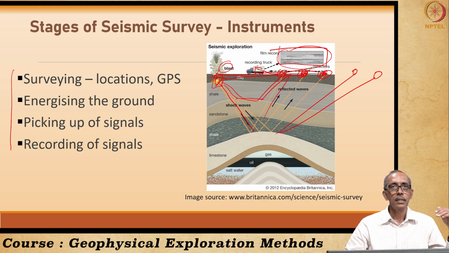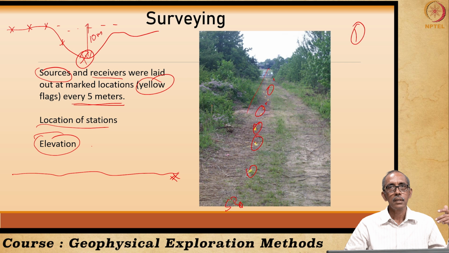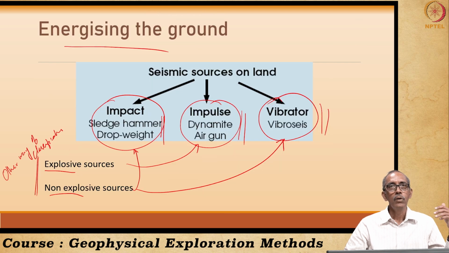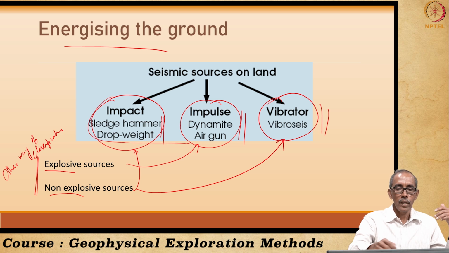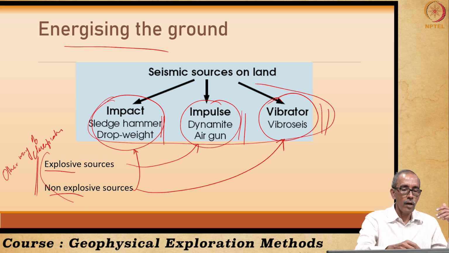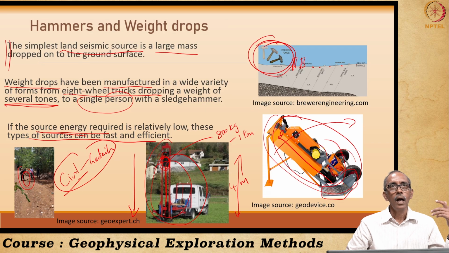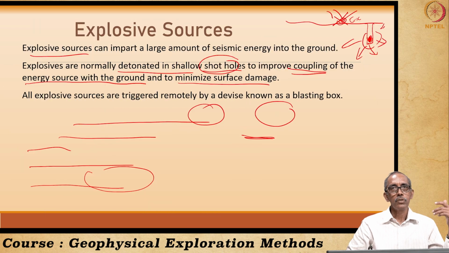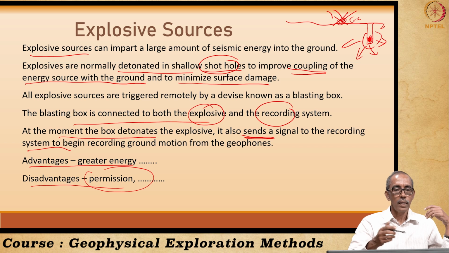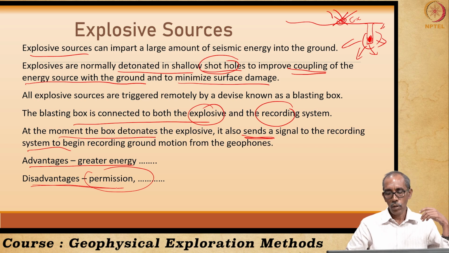In the previous lecture, we had seen what is the purpose of surveying, and how we are going to energize the ground. These are the 3 different types of energizing the ground. Another way we can classify is as explosive and non-explosive. We had seen how we can energize the ground by hammer and weight drops, and we started looking into explosive sources in the last class. Toward the end, we had seen the disadvantages. The major disadvantage is getting permission to carry out explosive work.